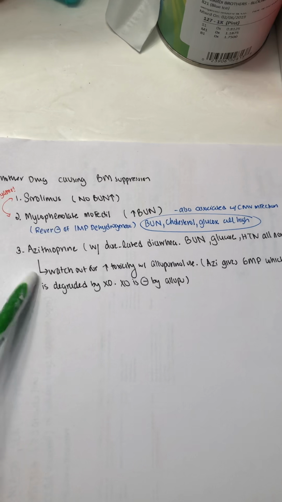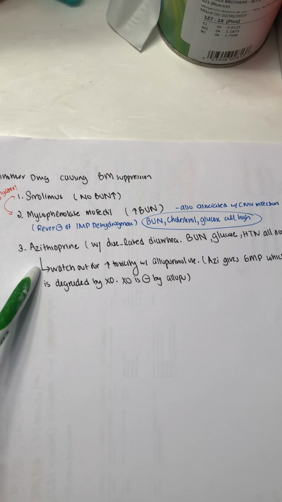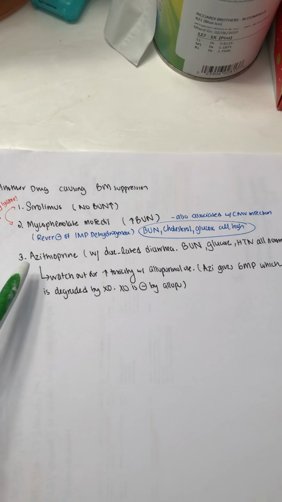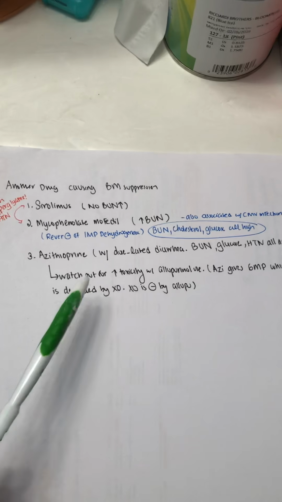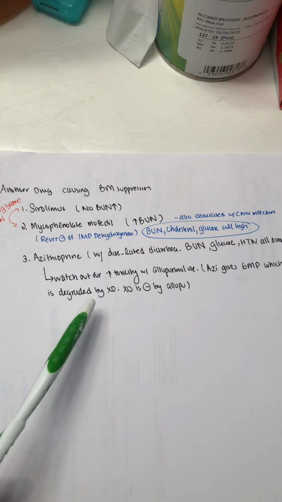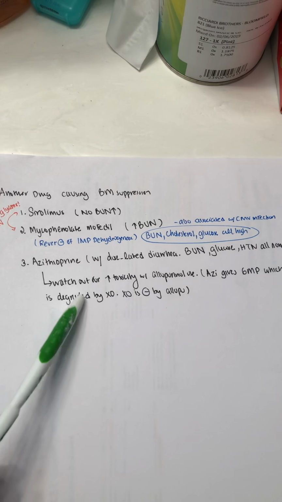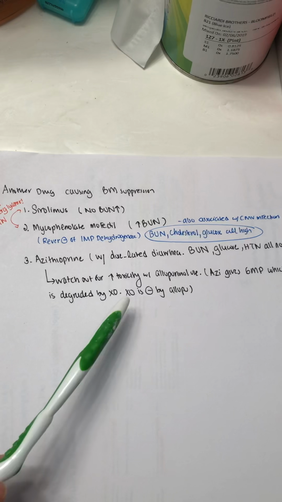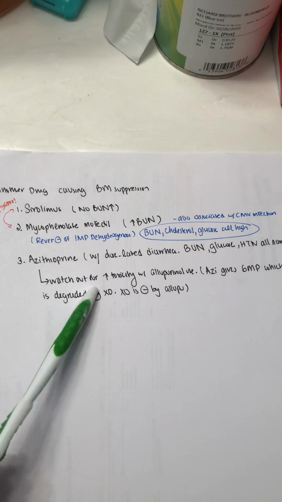So watch out, also remember azathioprine gives 6-MP, which needs to be degraded by xanthine oxidase, right? 6-MP is a purine inhibitor, so that's how it works as an immunosuppressant. But 6-MP is degraded by xanthine oxidase. If you're taking allopurinol for gout, allopurinol inhibits xanthine oxidase, so it can increase azathioprine toxicity.